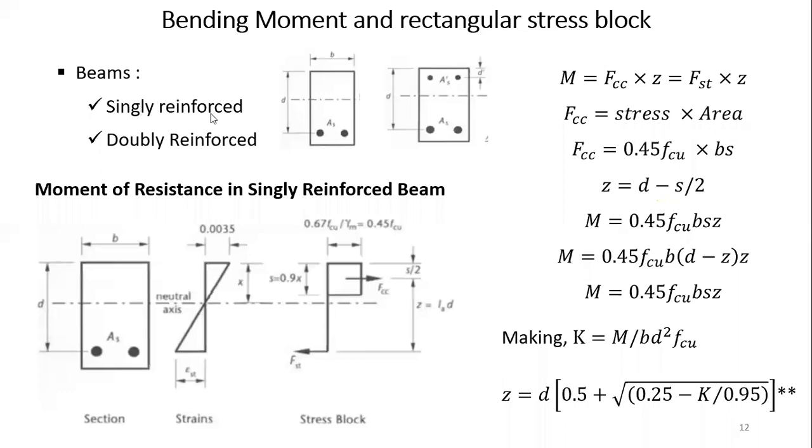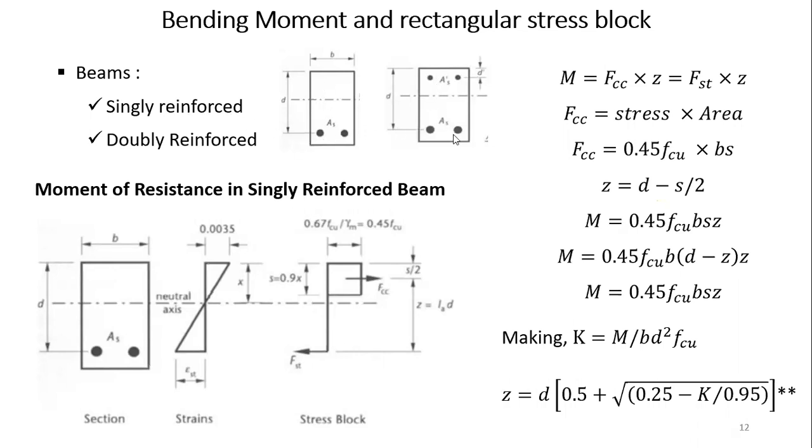We have singly reinforced. That is when you reinforce concrete only at the tension zone. In this case, it is at the bottom. There is no reinforcement in the compression zone. This type of reinforcement is what we call singly reinforced.